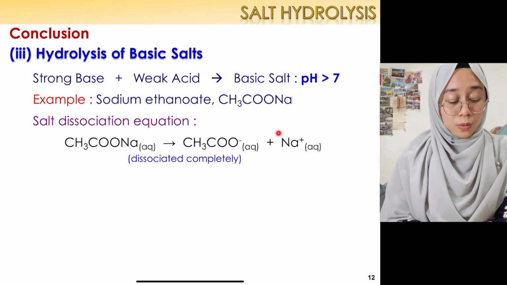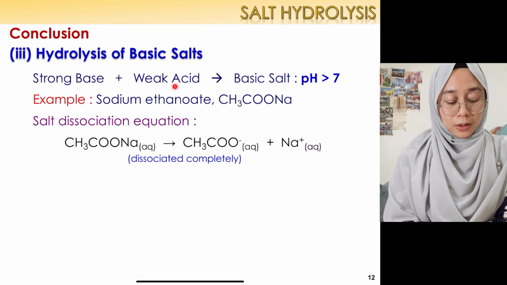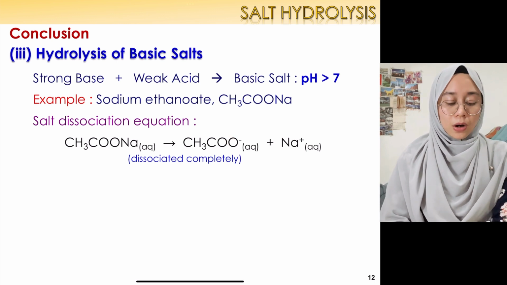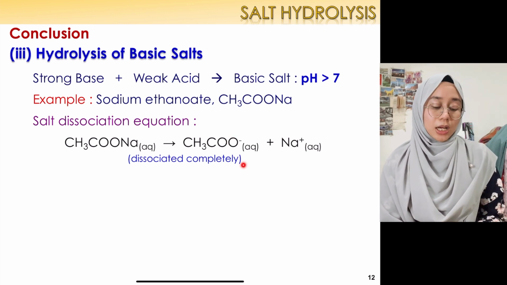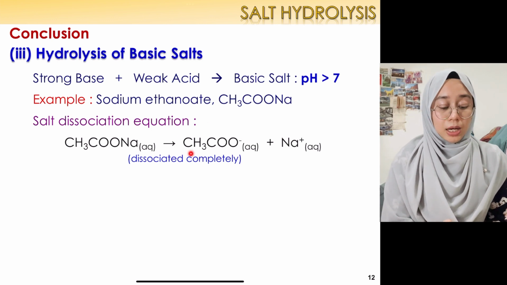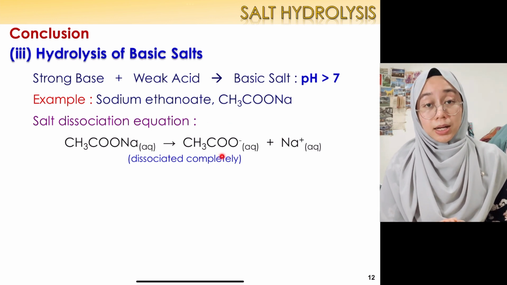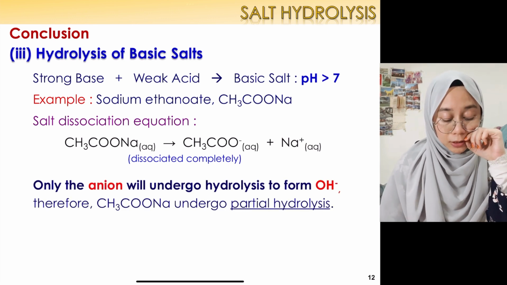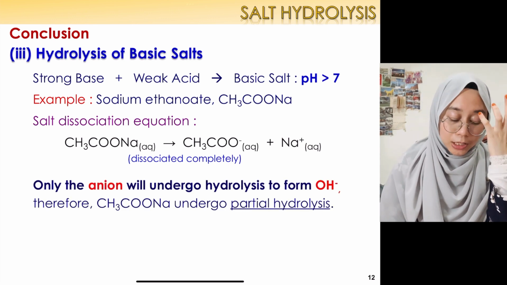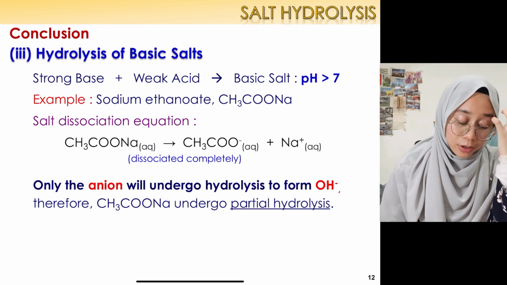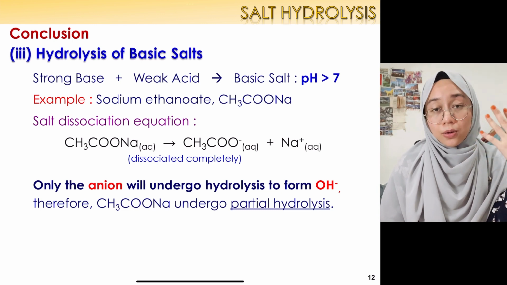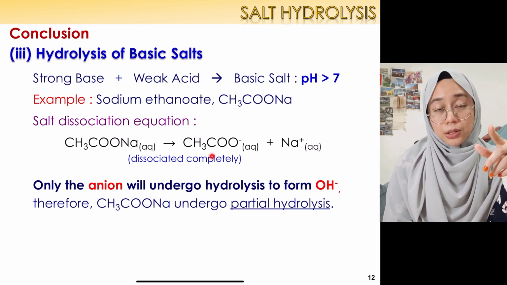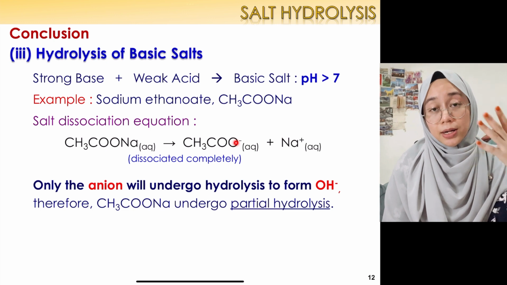Okay, so kamu kena tahu macam mana apa contoh of strong base and weak acid yang boleh produce these two ion here. You have to know this. Okay, so adakah dua-dua akan react with water? So in this particular case, no. Only strong conjugated base yang akan react with the water. Okay, dia akan undergo hydrolysis. So dia akan form OH minus. Therefore, the CH3COO so dia undergo partial hydrolysis. Sebab antara dua ion ni, only CH3COO negative yang akan hydrolyze with water.